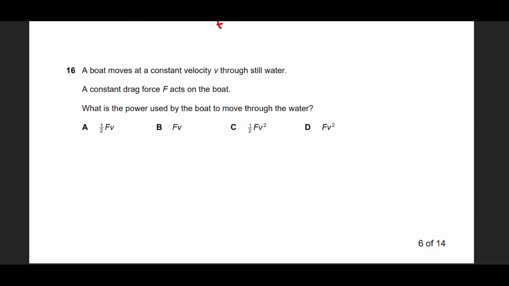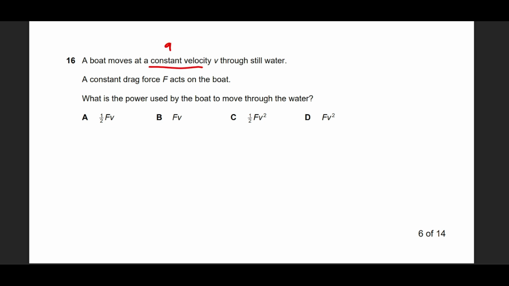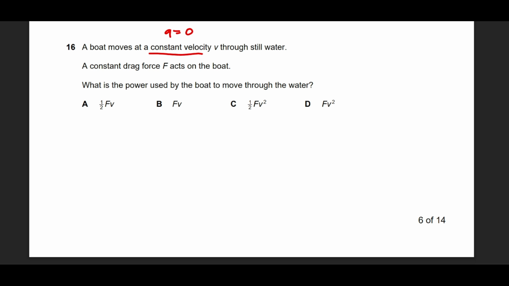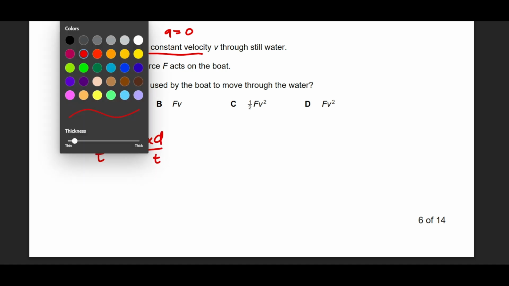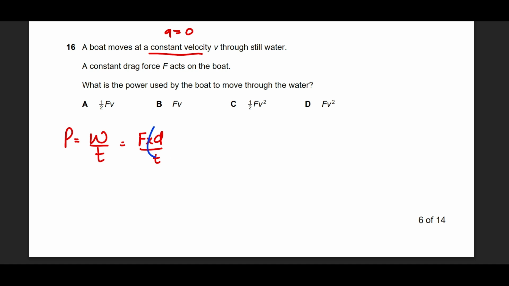A boat moves at a constant velocity. Acceleration is 0. Velocity v through the water, a constant drag force F is acting on the boat. What is the power developed to move through the water? Now this is actually one of the proofs. So we have power, work done divided by time, and work done is F into d divided by t. If you isolate this d by t, this becomes a speed, which is considered as velocity in this case.